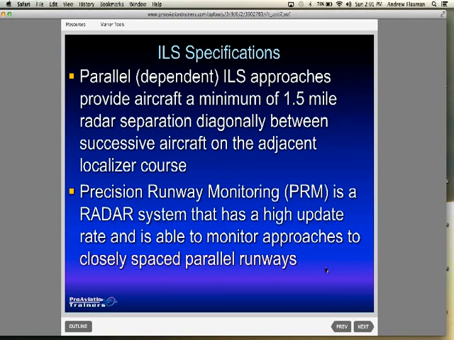Okay, and precision runway monitoring, PRM, that's what I was just starting to talk about, is a radar system that has a high update rate and is able to monitor approaches to closely spaced parallel runways. We actually have to do training for this in a simulator because there are certain communication and operational procedures. When you're flying so close to each other, you have to know which way both of you are turning, who you're talking to, who you're listening to, because if you hear somebody say go around and you're both there, you have to know who you're talking to. Yeah.